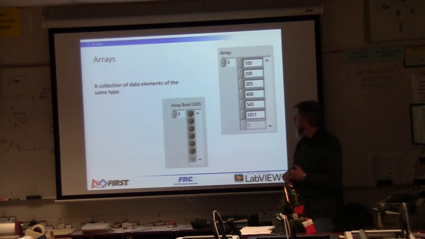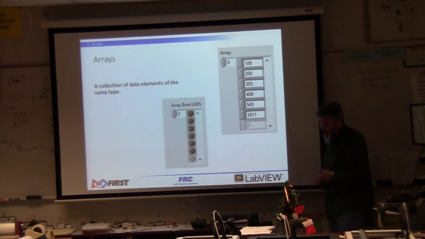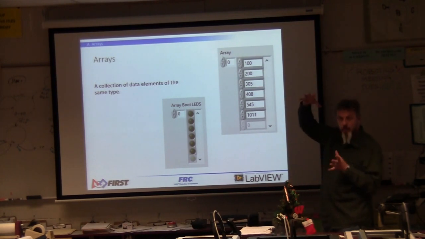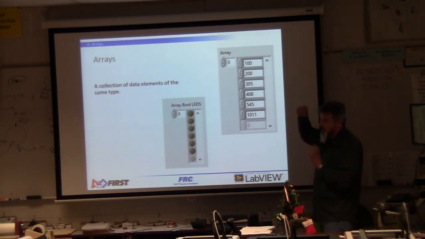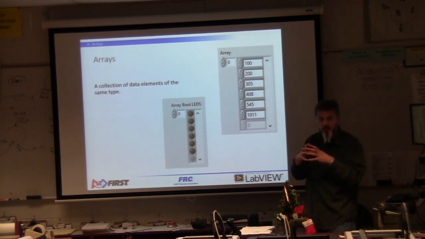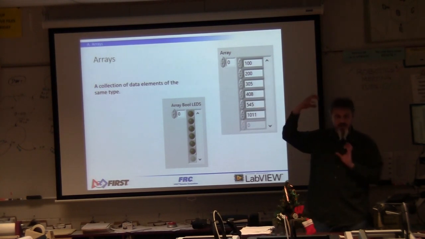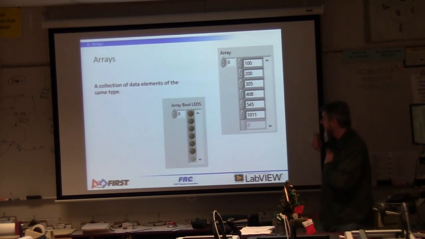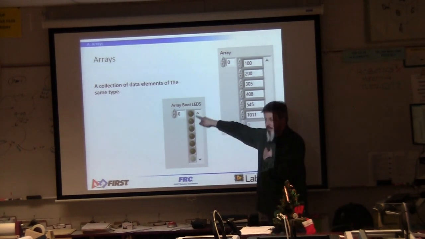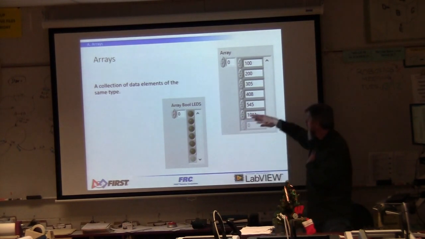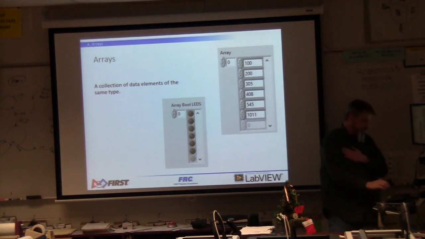Okay, we're going to talk about arrays, and we're going to go quickly through arrays. We're talking about the 2 ways to group things together. One we talked about was a cluster, and another way is arrays. So arrays are a group of identical items, okay? On the front panel, this is what an array of booleans would look like. See, every one of these is identical. This is an array of numbers.